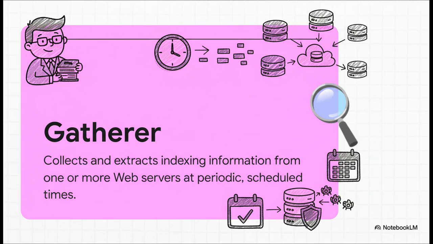So what exactly is a gatherer? The best way to think of it is like a friendly local librarian for a specific website, or maybe a small group of websites. It actually lives on or really close to the web server, and on a regular schedule, it just collects all the important indexing info. And the big win here? It means the server isn't getting constantly bombarded by dozens of different crawlers from all over the world.